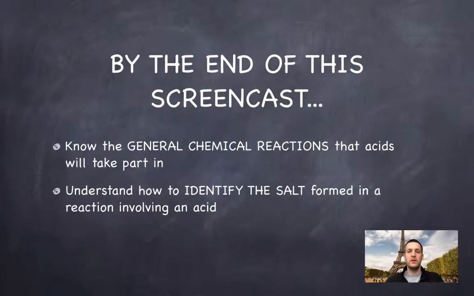Right, well there you are. That's all the acid reactions that you need to be familiar with for the acids and bases course. Hopefully you can make sure you try and remember them, okay, so that you know what acids react with and you know how to also identify what salt forms.